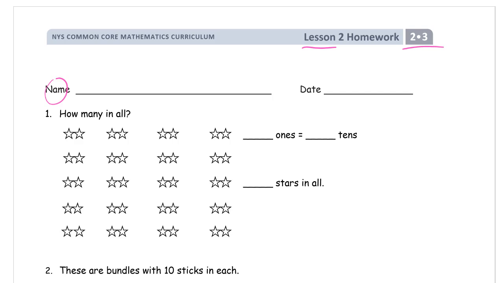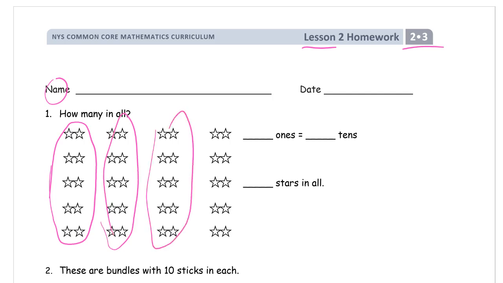First question is just a counting question. How many in all? Now you might notice these are kind of arranged in groups. If you count a row, 1, 2, 3, 4, 5, 6, 7, 8, that's eight. But if you go down, see how they're paired up like this? If you look at a group like this, you can see 2, 4, 6, 8. They're in columns, like sort of in groups of 10. So that's an easy way to count them.